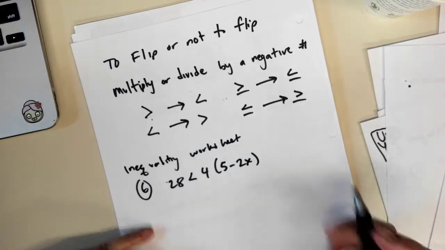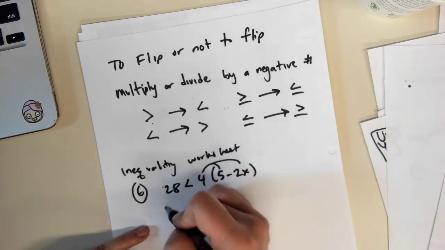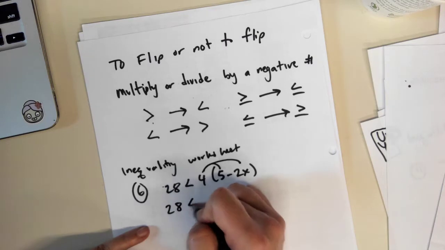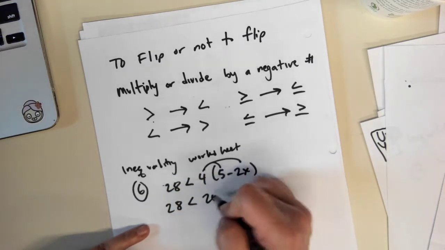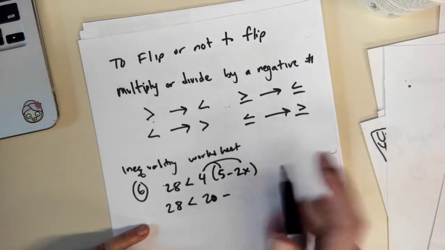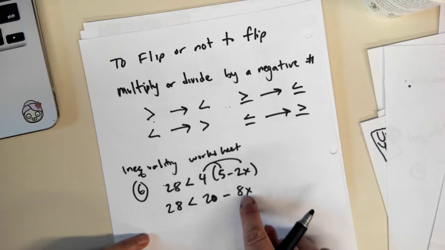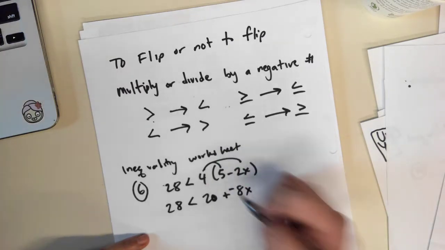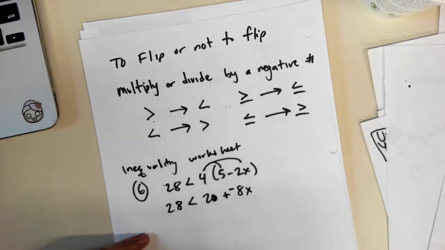So right off the bat, we have to distribute. You get a 4 and you get a 4. Let's bring it down. 28 is less than, we haven't changed anything yet, 4 times 5 is 20, minus 4 times 2x is 8x. Right now, this is like a negative number. I can put a plus negative. I could eventually divide by negative 8, but I'm not going to.